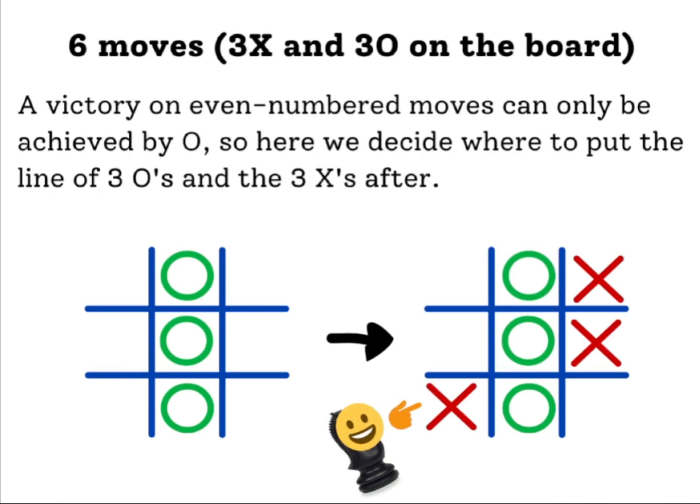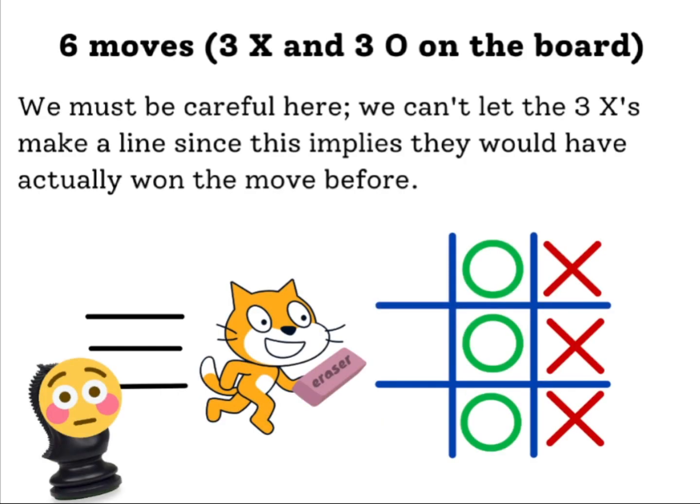6 moves, 3 x's and 3 o's on the board. A victory on even-numbered moves can only be achieved by O. So here we decide where to put the line of 3 O's and the 3 x's after. We must be careful here. We can't let the 3 x's make a line since this implies they would have actually won the move before.